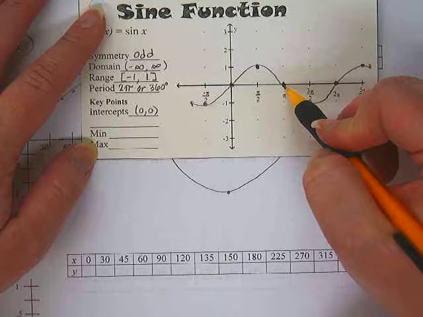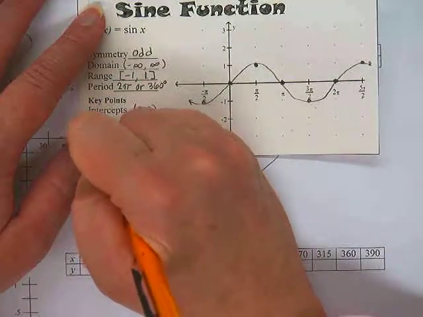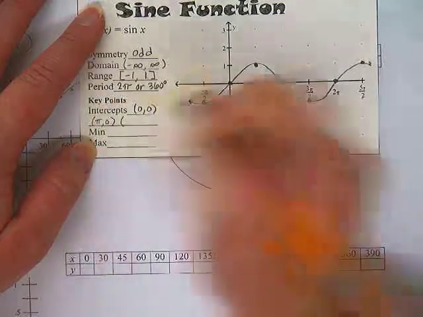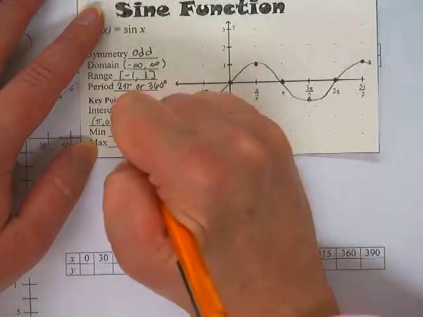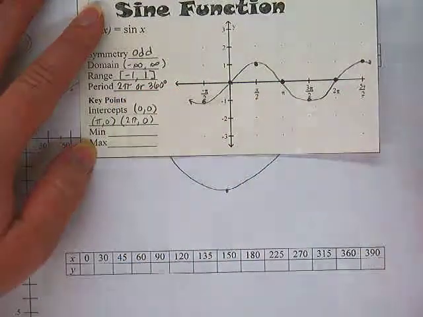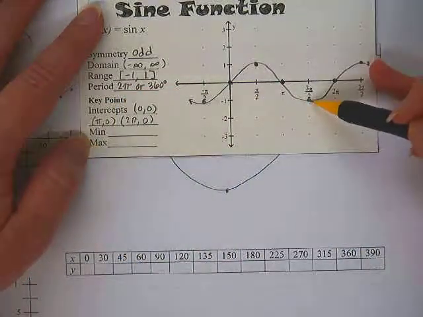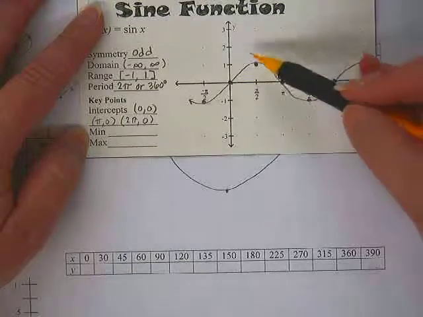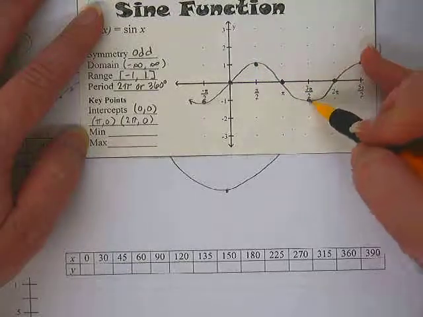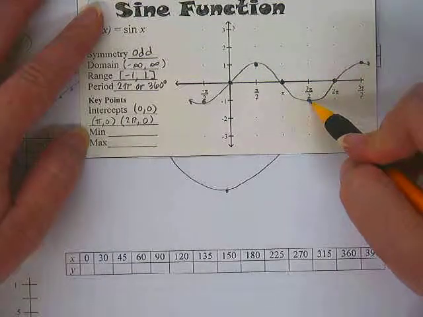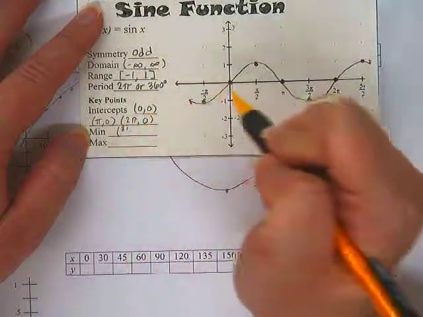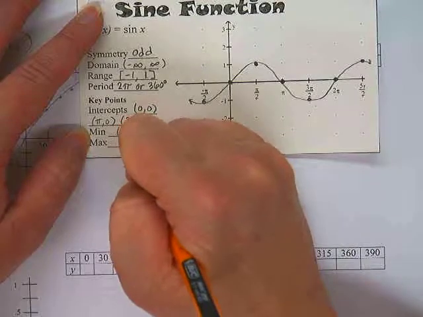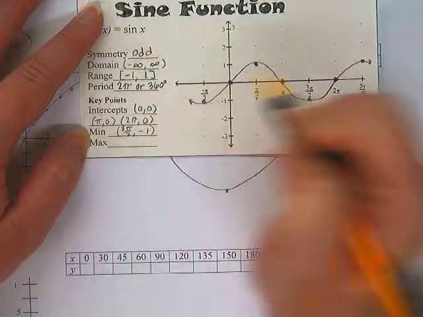Okay, so intercepts. Where are the intercepts for the sine function? 0, 0, right? Where else? Yep, over pi and 0. Okay, and where else? 2 pi and 0. Good. Okay, now we have a minimum value that's a key point, and we have a maximum value that's a key point. So where's the minimum of this graph?